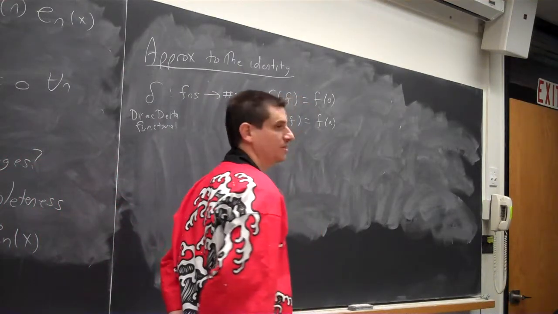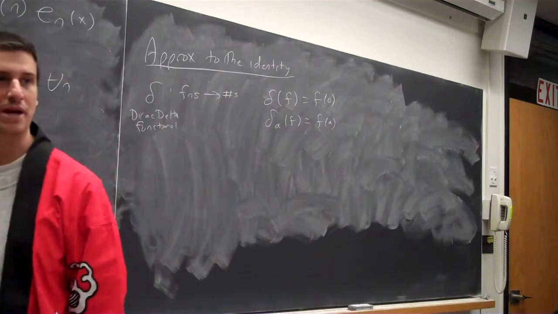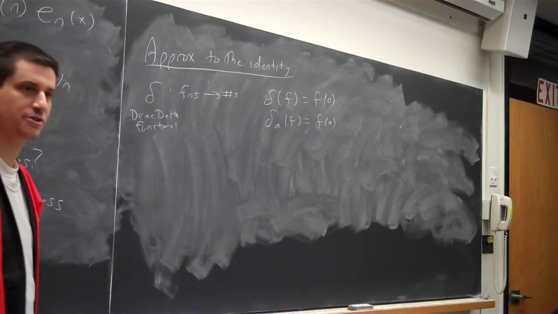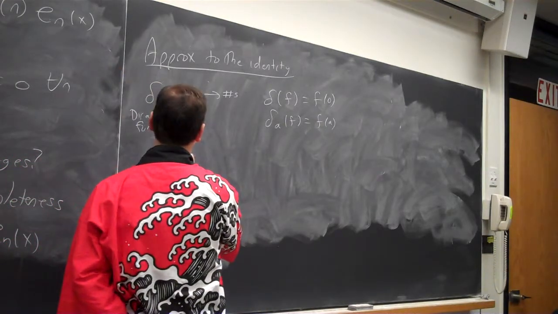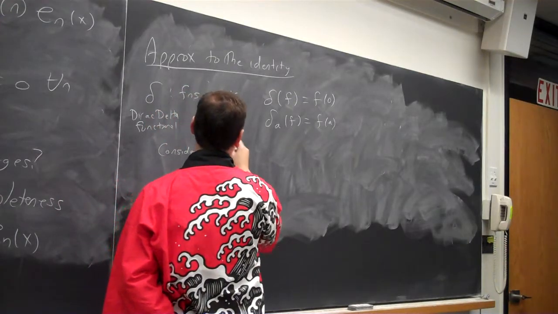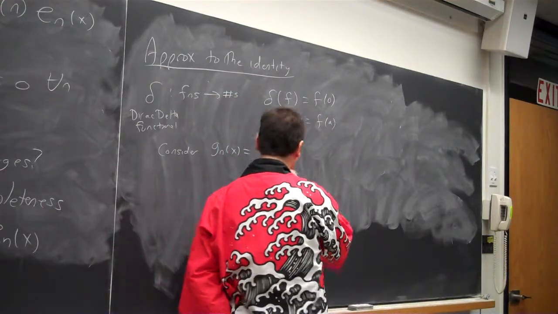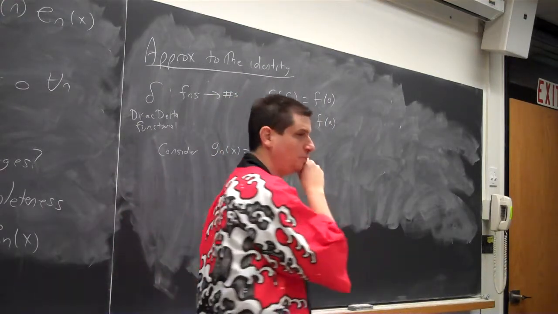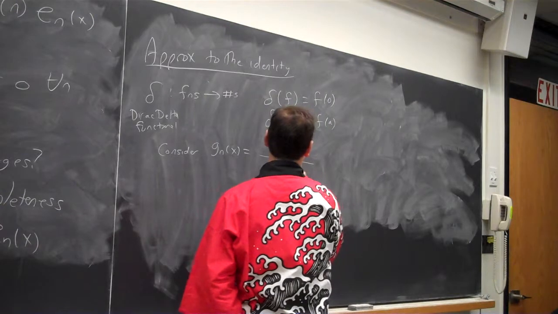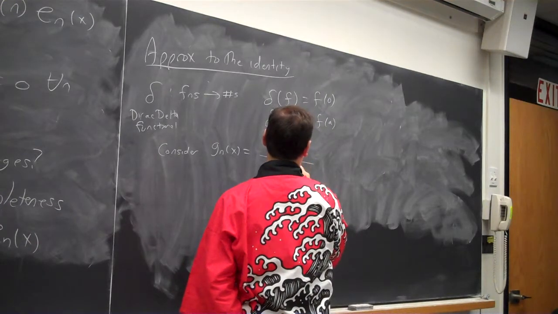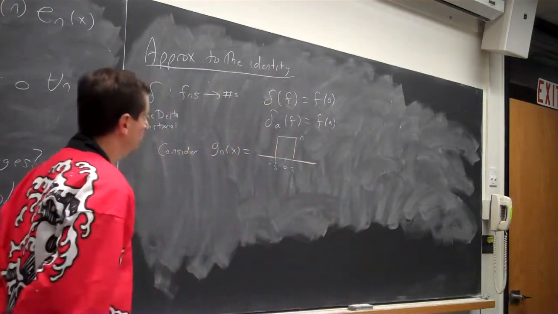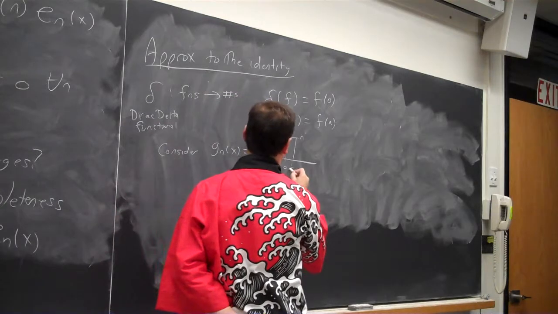So this is an operator. It takes a function as input and gives back a number. And so I'm going to define approximations to the Dirac delta functional. Consider g_n of x. I won't bother to do things continuously, you can do things continuously if you want. This is just a little bit easier. Here's 0, here's minus 1 over n, here's plus 1 over n, and this is of height n. So actually let's make this negative 1 over 2n.